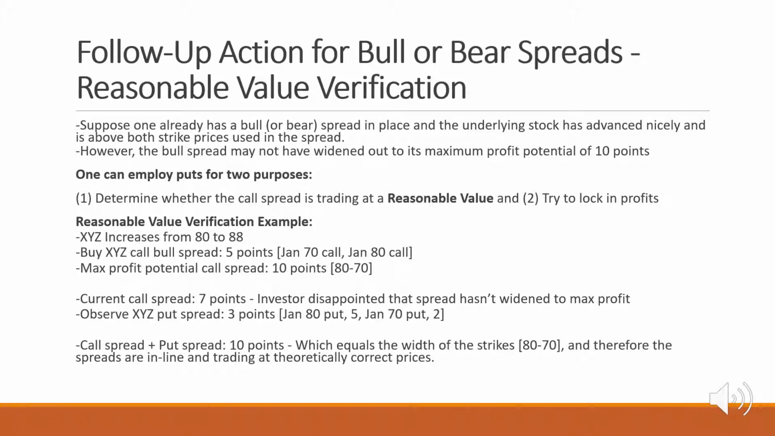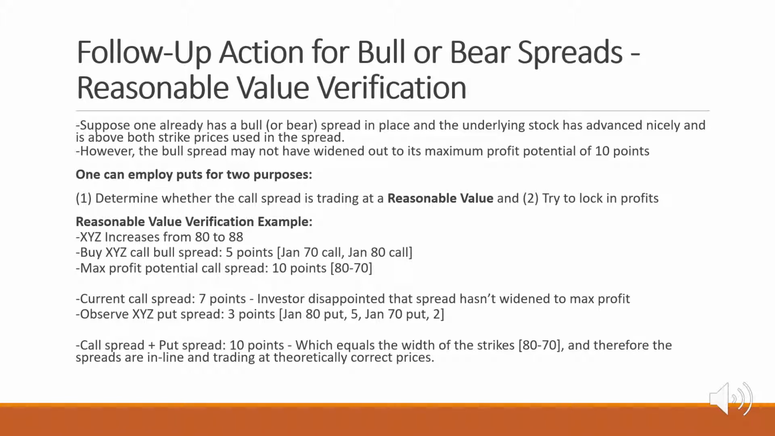One can employ puts for 2 purposes in this case. 1, to determine whether the call spread is trading at a reasonable value, and 2, to try to lock in profits. First, we'll discuss reasonable value verification. Take for example that XYZ increases from 80 to 88. The investor buys an XYZ call bull spread for 5 points, which includes a January 70 call and a January 80 call. The max profit potential of the call spread is 10 points, 80 minus 70. The current call spread is 7 points, and the investor is disappointed that it hasn't widened out to its maximum profit of 10 points noted earlier.